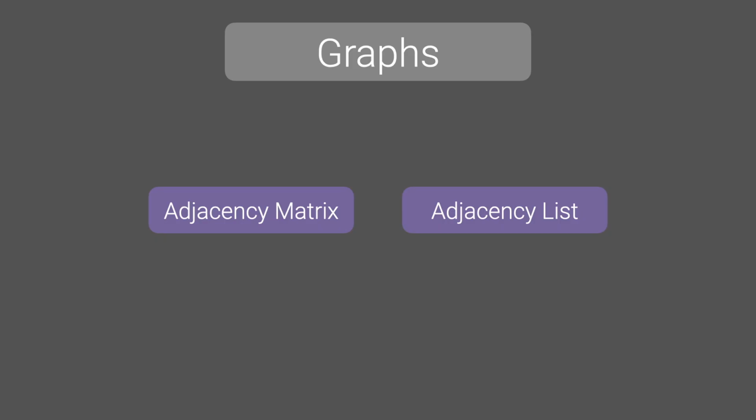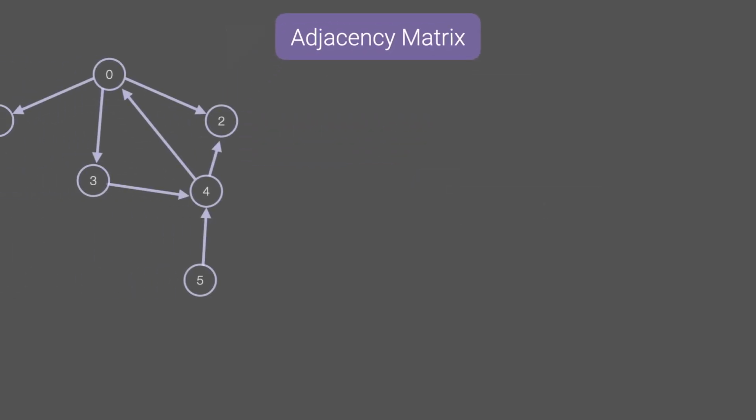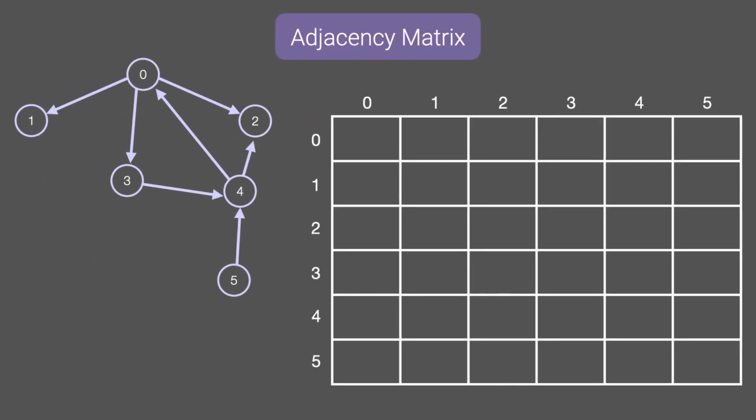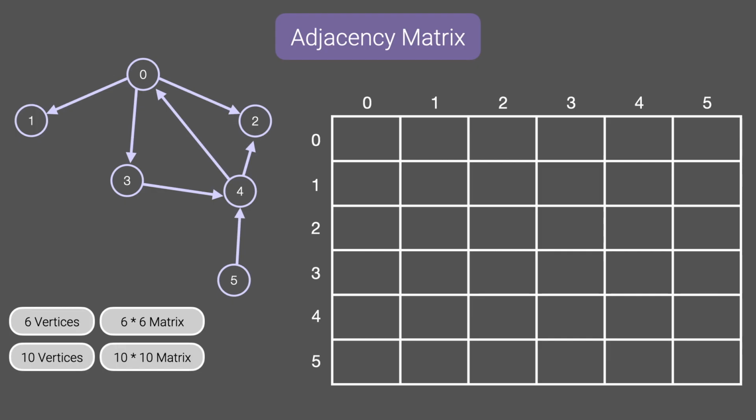So the first way we're going to look at is known as an adjacency matrix. And the second way we're going to look at is known as an adjacency list. So starting with an adjacency matrix, as the name states, we're going to use a matrix, or in particular a two-dimensional array, as a way to represent the relationships between our 6 vertices. So we have 6 vertices here, and this means we will create a 6 by 6 matrix. However, if we had 10 vertices, we would create a 10 by 10 matrix. And in general, if we have n vertices, we would create an n by n or n squared matrix.